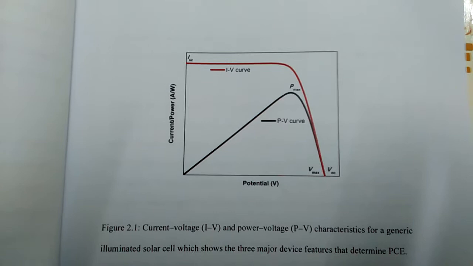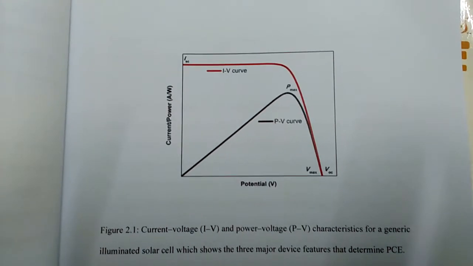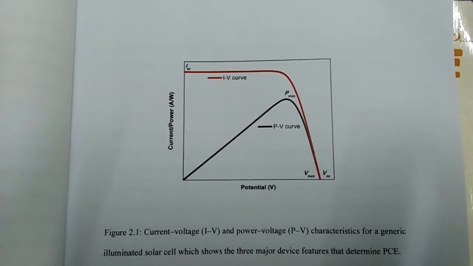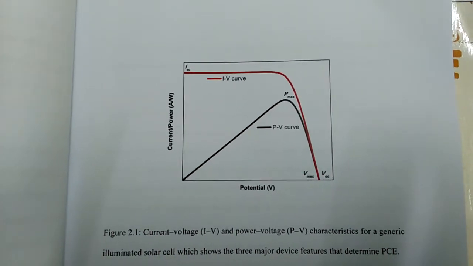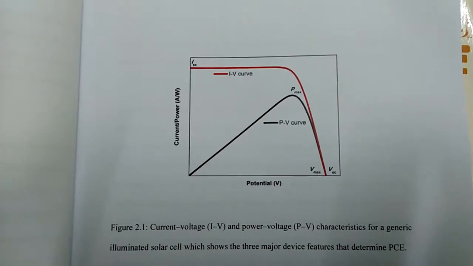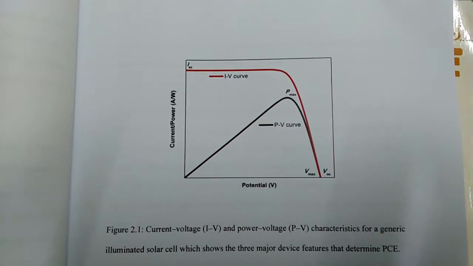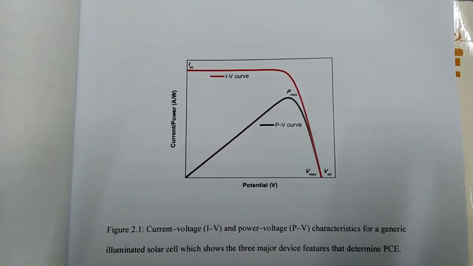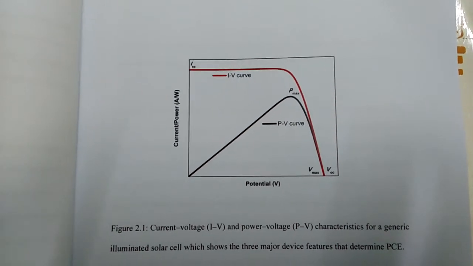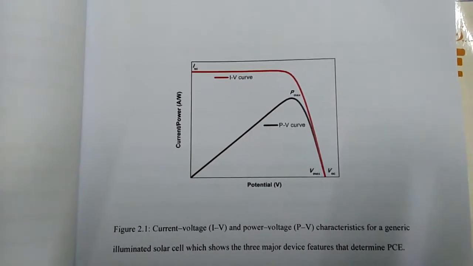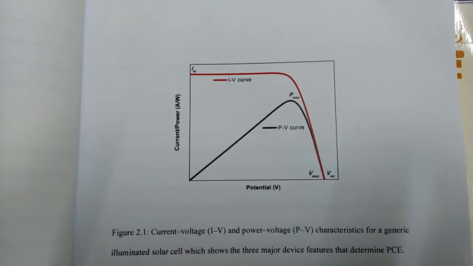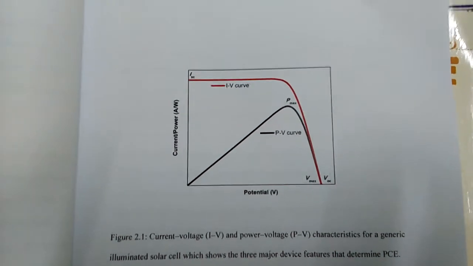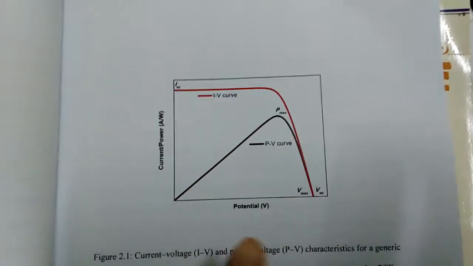What happens if you don't have a machine that can calculate the fill factor, and your machine is just a potentiostat? For example, the brand is Nova, equipped with a solar simulator or light source of 100 milliwatt per centimeter square. You got the light, you got the potentiostat, but the machine cannot measure the fill factor. That's why you need to calculate this graph.